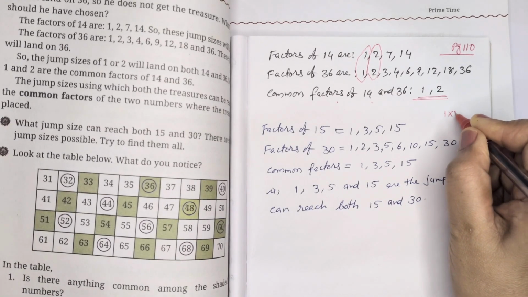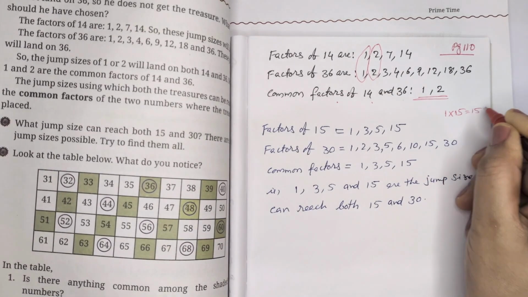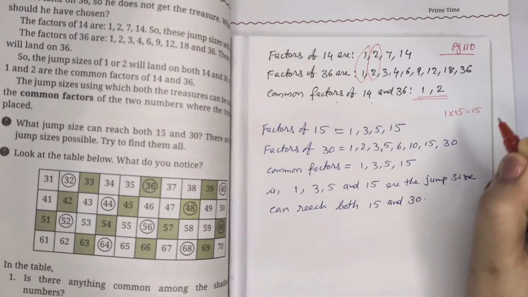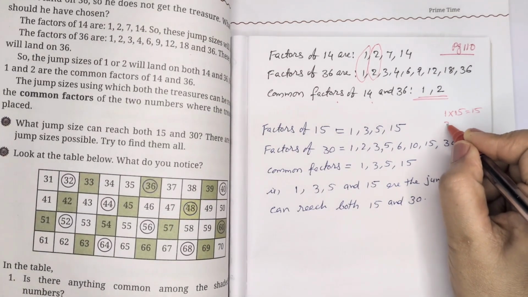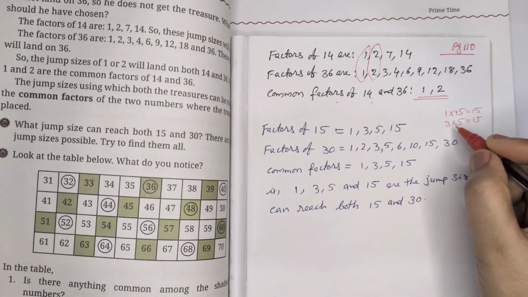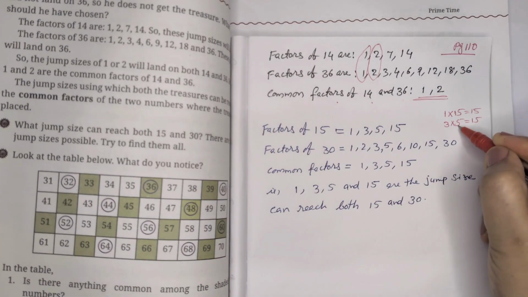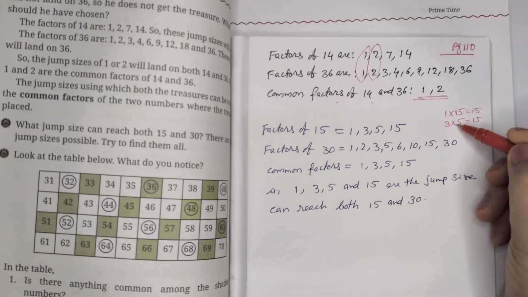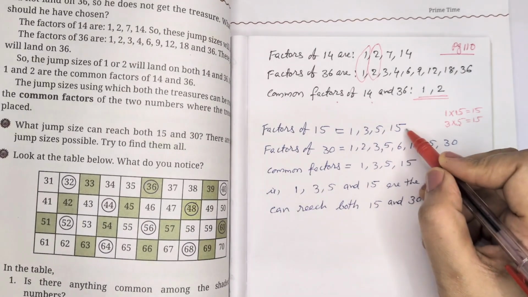That means 1 into 15 is equal to 15. Then 2 will not go into 15. Next number is 3. 3 into 5 is equal to 15. Then 4 will not go. 5 is already reached. So the numbers we can take in U shape: 1, 3, 5 and 15.